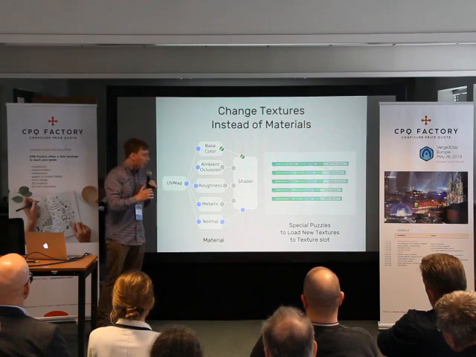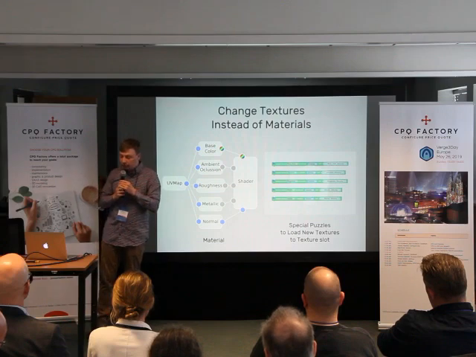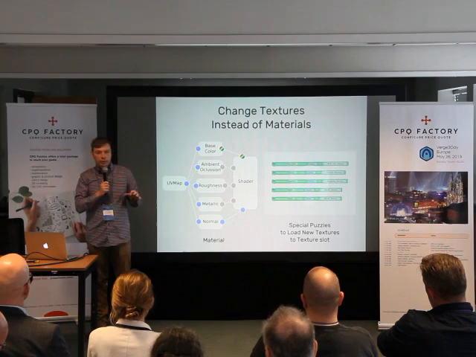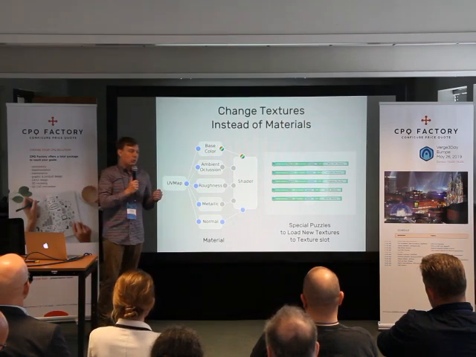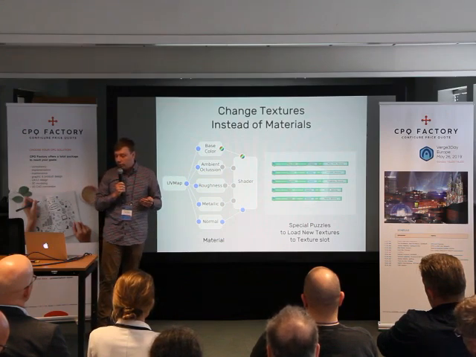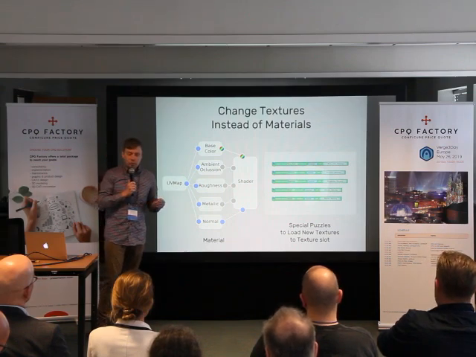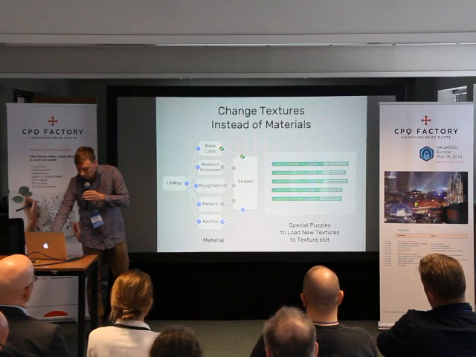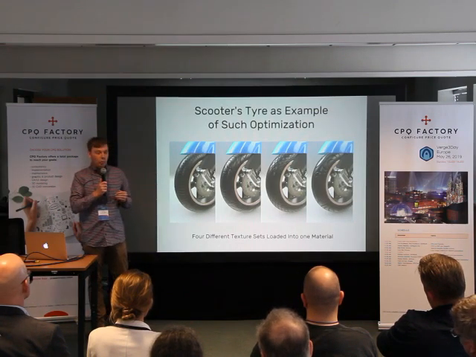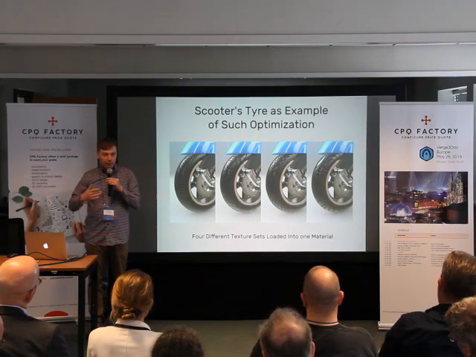And let's talk about optimizing the amount of shaders in your 3D scene. Instead of creating multiple materials and shaders, you can reuse one shader multiple times by changing its textures using the special load texture puzzle. Here you can see an example of such optimization. All these tires were created from one shader, from one material, by changing only its textures on the fly.